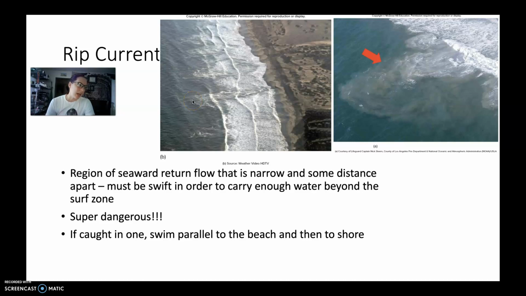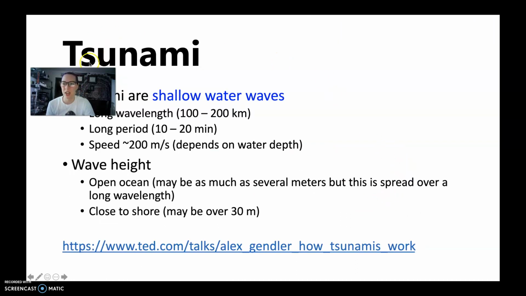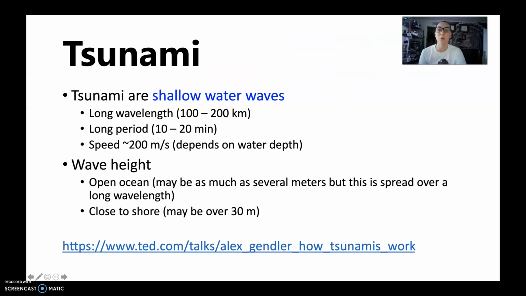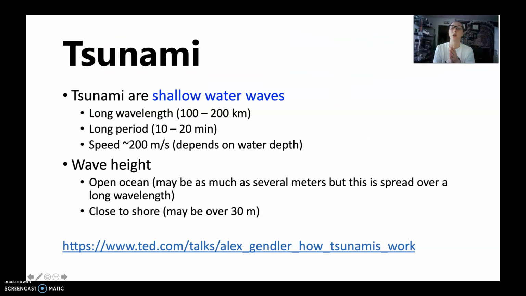And then the last major wave I wanted to touch on in this lesson are tsunamis. So I want you to think for a moment if you believe that a tsunami is a deep water wave or a shallow water wave. So take a second, think about it, remembering our definitions of what a deep water wave and a shallow water wave is. And it turns out that tsunamis are actually shallow water waves because they have a super, super long wavelength and a really long period, but they also travel insanely fast. And it depends on the water depth.